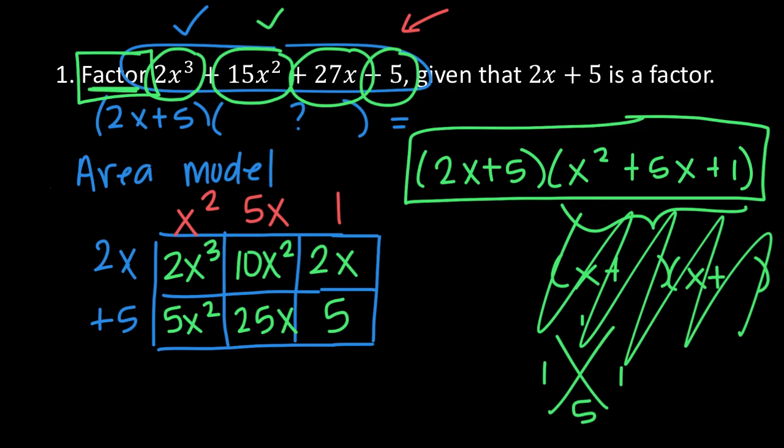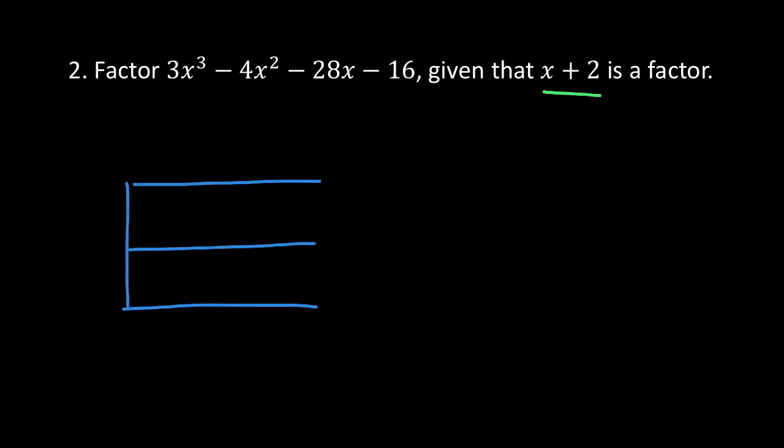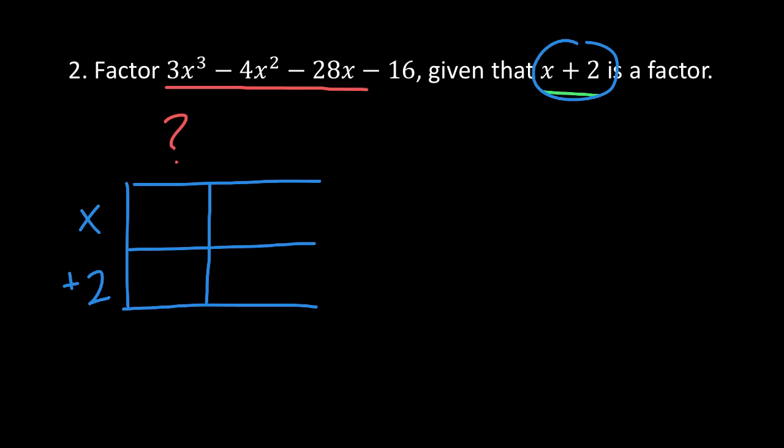All right, we're going to try another one. We're going to factor 3x cubed minus 4x squared minus 28x minus 16, and we're given that x plus 2 is a factor. So I'm going to use the same method. I'm going to start drawing some boxes. Again, maybe I'm not sure how many columns to make, so I'll just start with the first column. I'm going to put the factor that I'm given along the side. And then my whole goal is to figure out what goes up here to multiply to x plus 2 so that I get this whole polynomial.